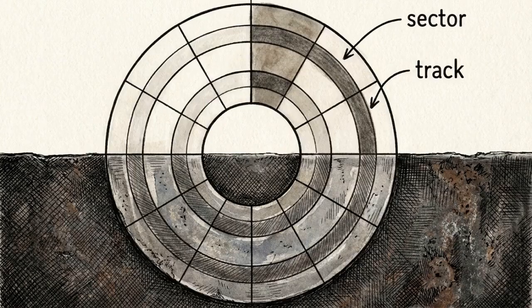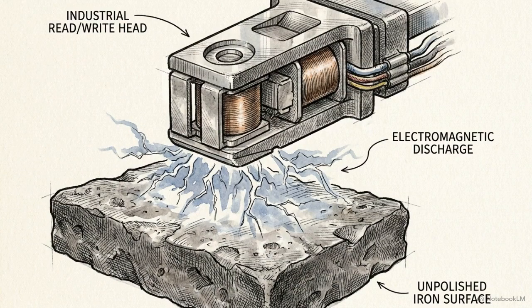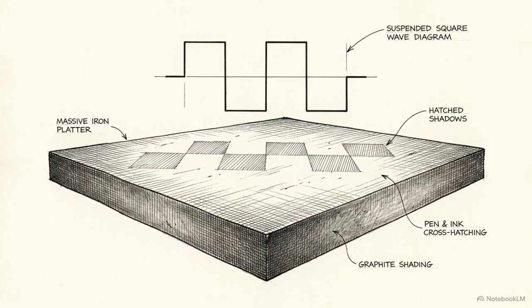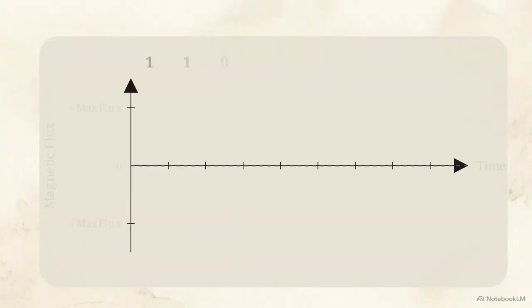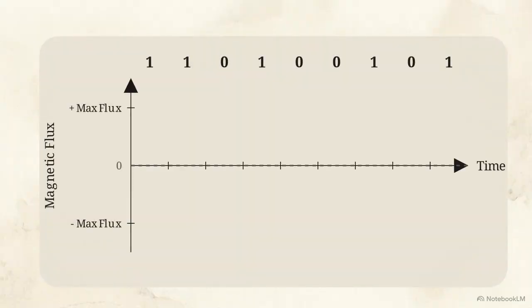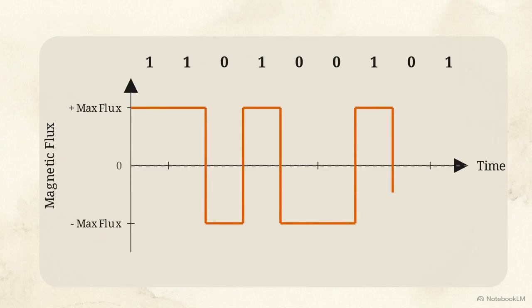But this geometric map only tells the drive where to look. It does not explain the physical process of how that data bonds to the iron platter. The baseline method for writing data to a disk is a magnetic recording technique called non-return to zero, or NRZ. This chart plots a binary data sequence against the magnetic flux generated by the write head. Notice that the magnetic field never returns to a neutral zero state.